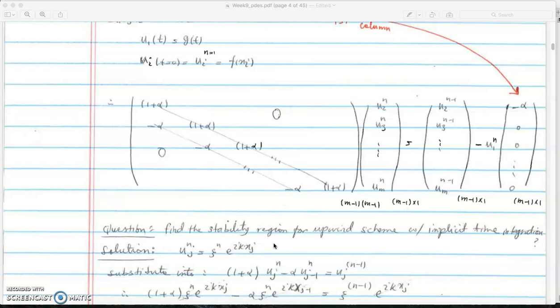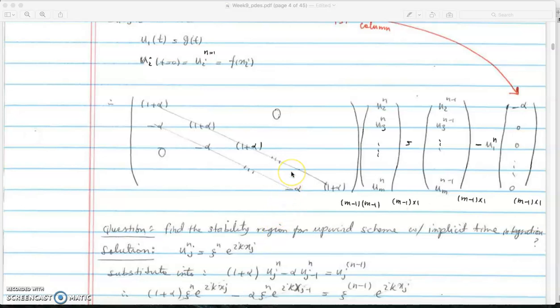So now we're going to look into the stability analysis of forward in space and backward in time, or explicit in space and implicit in time. So we're going to claim that this method is always stable, and any error that is created in there is not going to grow over time.